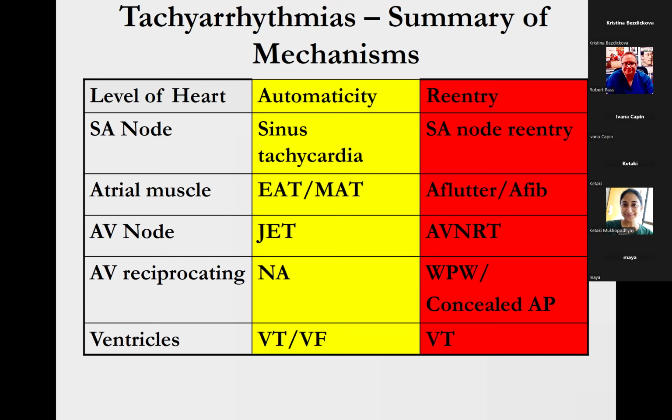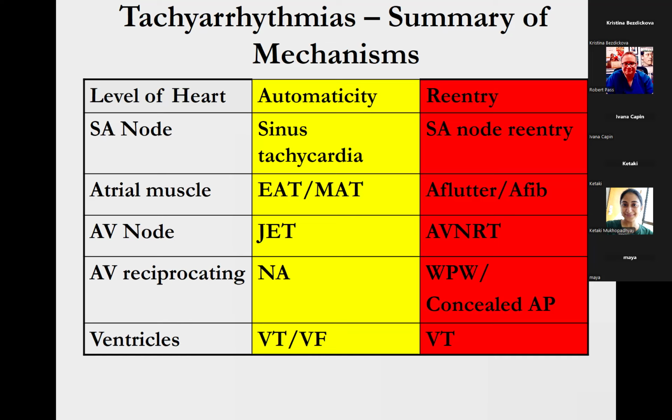At the level of the AV node in the His-Purkinje system, we have so-called junctional ectopic tachycardia representing the automatic arrhythmia, which is presumed to be due to enhanced automaticity of the His bundle. And then at the level of the AV node, when we're thinking of reentry, the most common is AV nodal reentrant tachycardia. When we're talking about AV reciprocating tachycardias, it's not an obvious automatic one, although sometimes patients who have Mahaim fibers, there can be automaticity from a Mahaim fiber, which does cross the AV groove. And in the reentry category, we think about either Wolff-Parkinson-White syndrome or patients who have concealed accessory pathways.